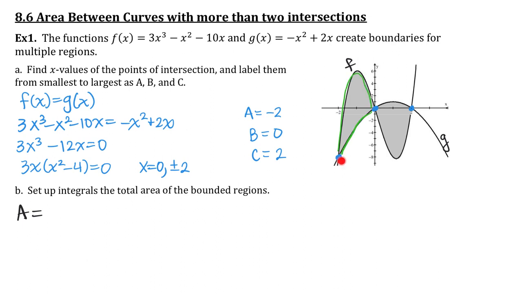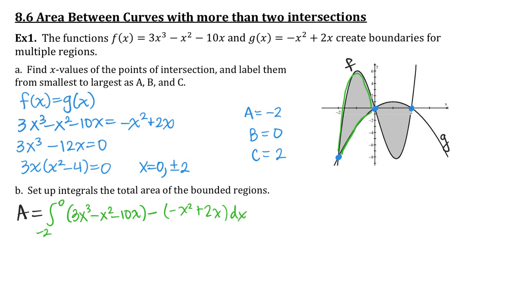That integral is from A to B or from negative 2 to 0. Okay, from negative 2 to 0, the higher function is the f, the lower function is the g. So I'm going to do f minus g. Let's see, what is f? 3x to the third, x squared minus 10x minus negative x squared plus 2x with respect to x.